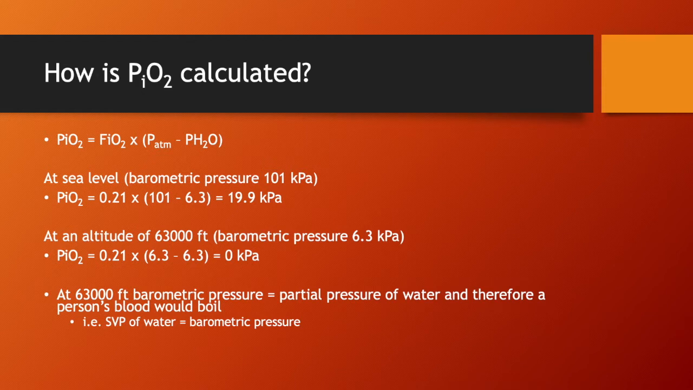So why is it relevant that the barometric pressure falls with altitude? Well, at sea level, the barometric pressure is 101 kilopascals. In order to calculate the inspired pressure of oxygen at sea level, we put in the following values: a fraction of inspired oxygen of 21%, as we see here, a barometric pressure of 101 kilopascals, and a partial pressure of water vapour, which is constant, of 6.3 kilopascals. Therefore, at sea level, the inspired pressure of oxygen is 19.9 kilopascals.